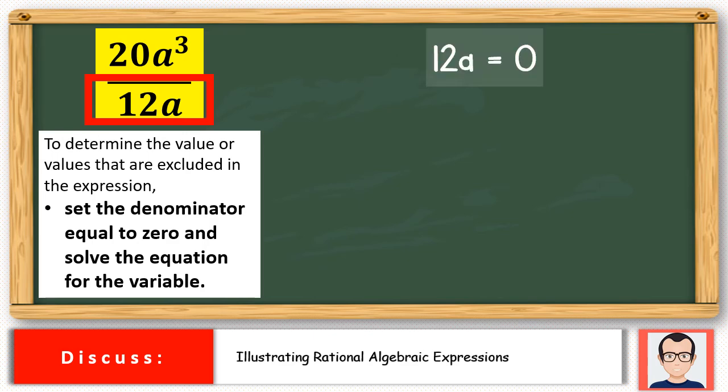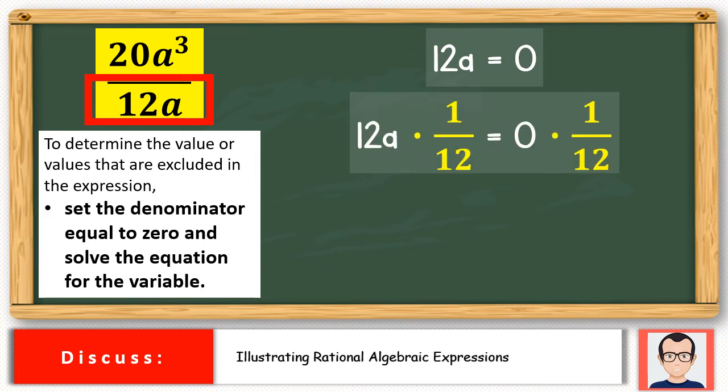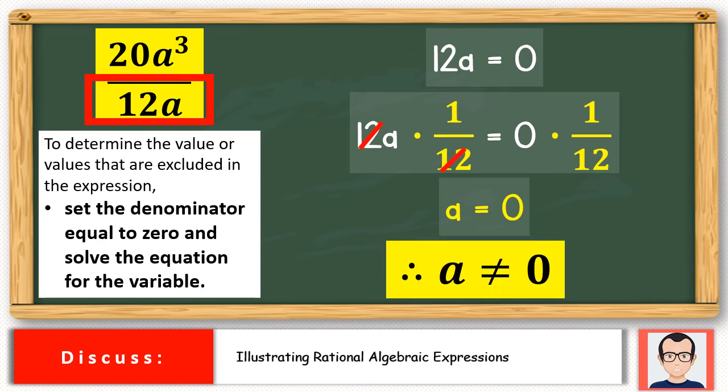That will become 12a is equal to 0. Then, we multiply both sides with 1 over 12 to eliminate the coefficient of variable a. Doing so, a now is equal to 0. For our final answer, we therefore conclude that a must not be equal to 0 so that the expression will not become undefined. You're doing a great job. Let's work on our last example.